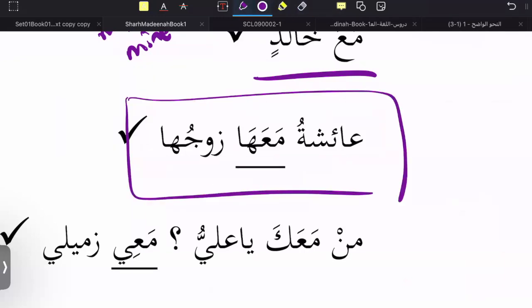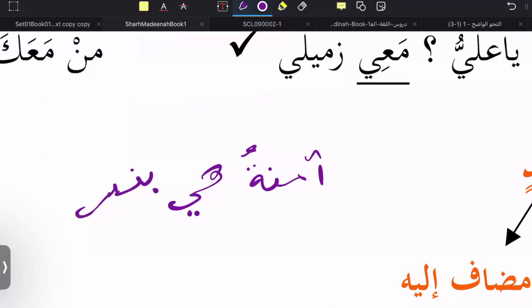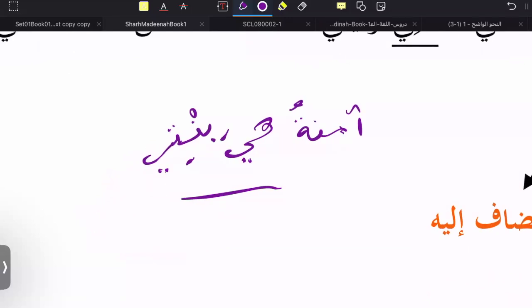We say Aisha tu, meaning we're talking about Aisha. Then we say ma'aha, with her. With her is who? Zawjuha, her husband. It's something like that. For example, you say Aminatu hiya binti. Say binti. Amina, she is my daughter. I could have said Aminatu binti. Naam. I could have said Aminatu binti.